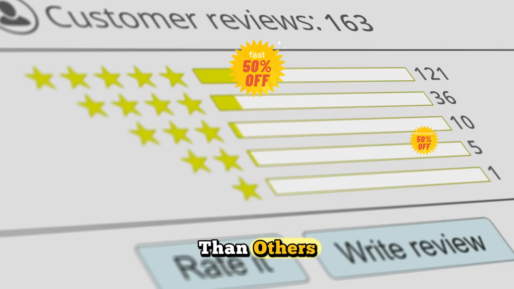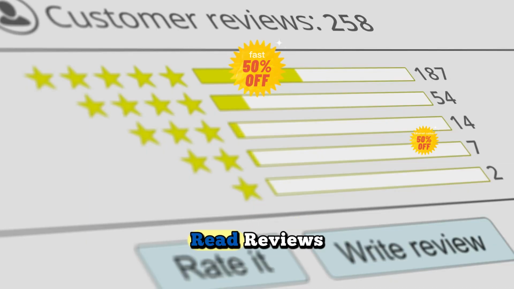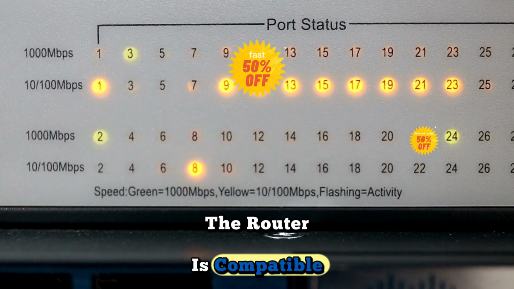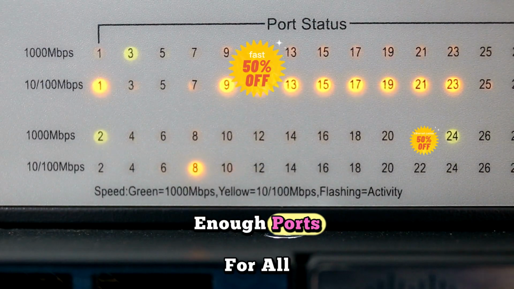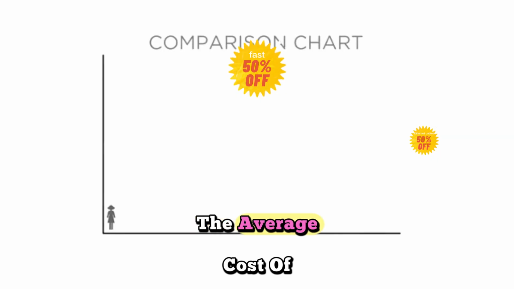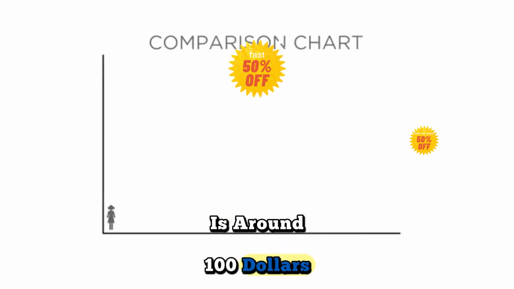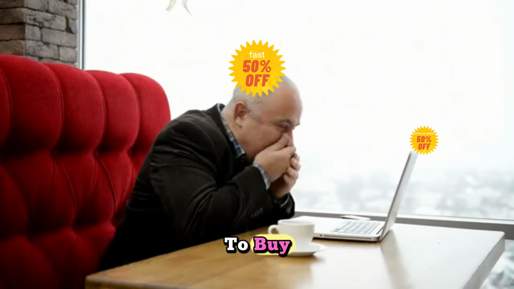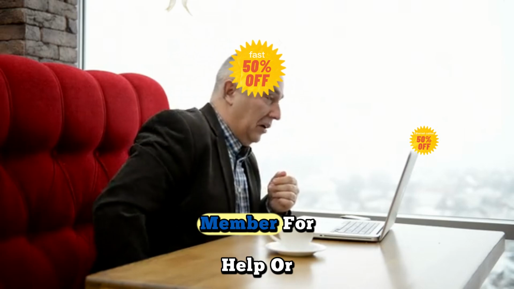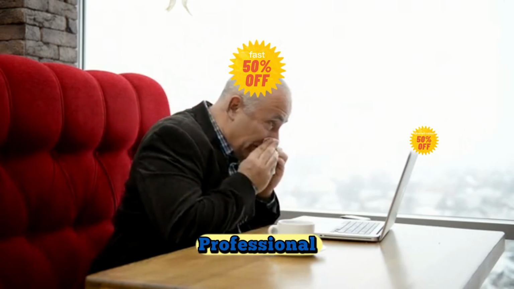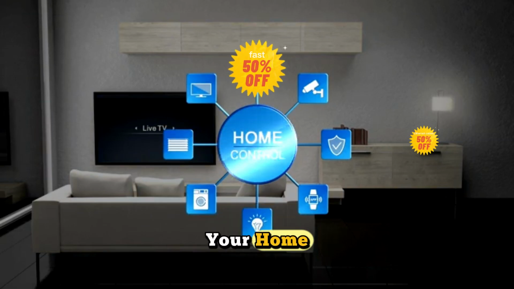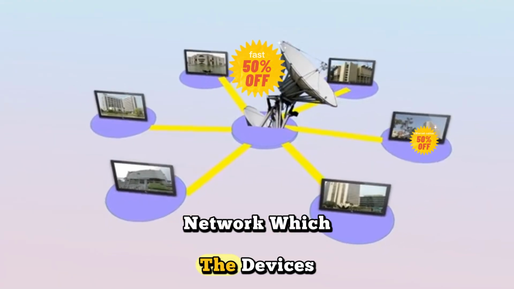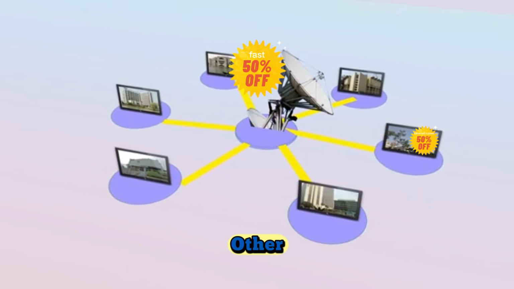Some models are better than others depending on your needs, so it's important to read reviews before buying one. You should also make sure that the router is compatible with your internet service provider and has enough ports for all of your devices. The average cost of a router is around $100, but prices vary depending on the brand and features. If you're not sure which router to buy, you can ask a tech-savvy friend or family member for help or consult a professional. With the right router, you can ensure that your home network runs smoothly and reliably, and then creates its own local network which the devices on it can use to communicate with each other.